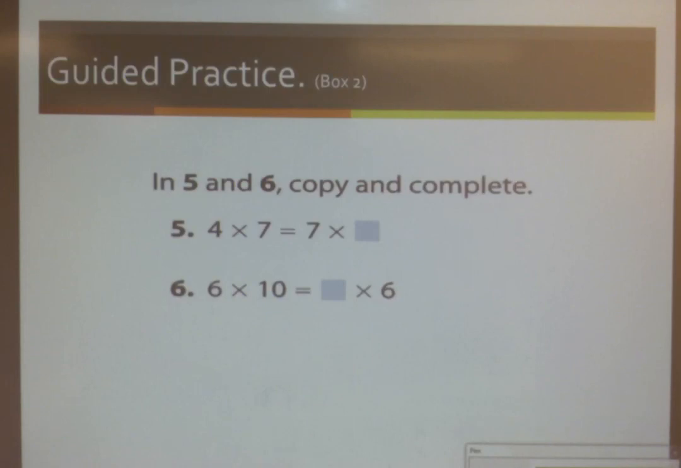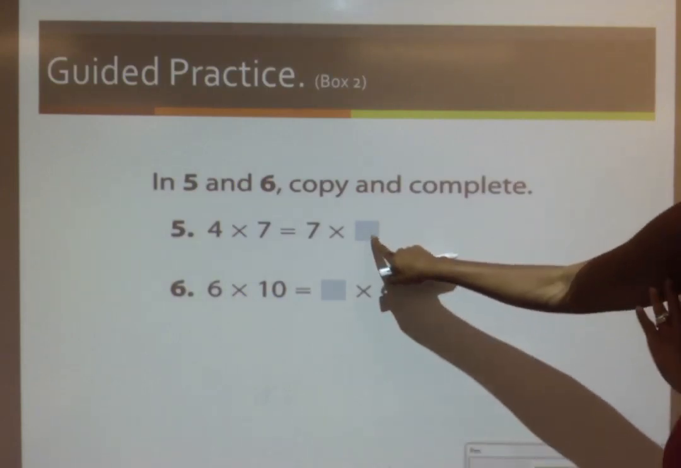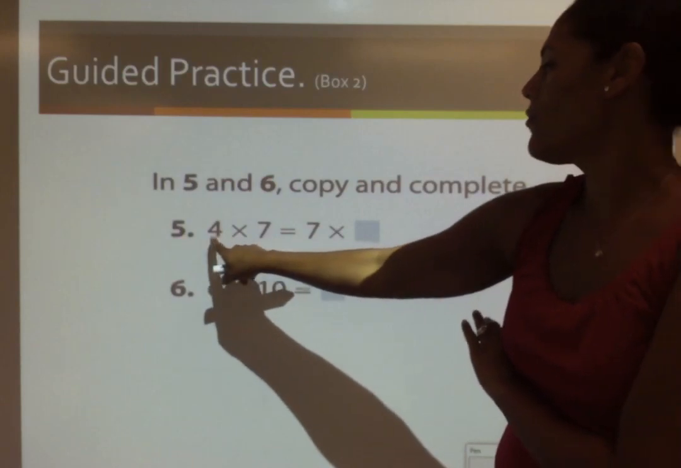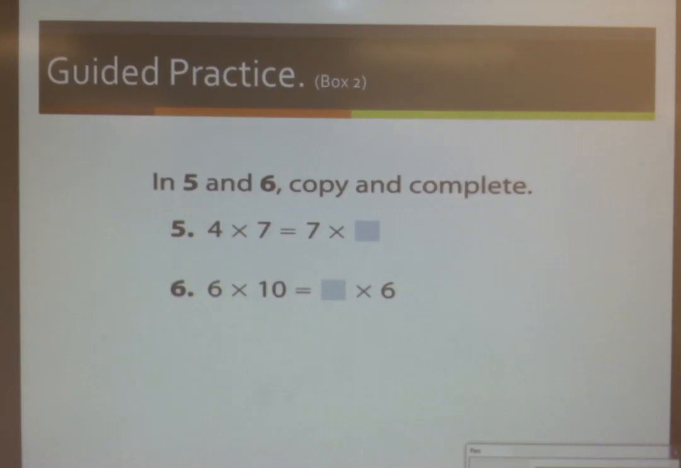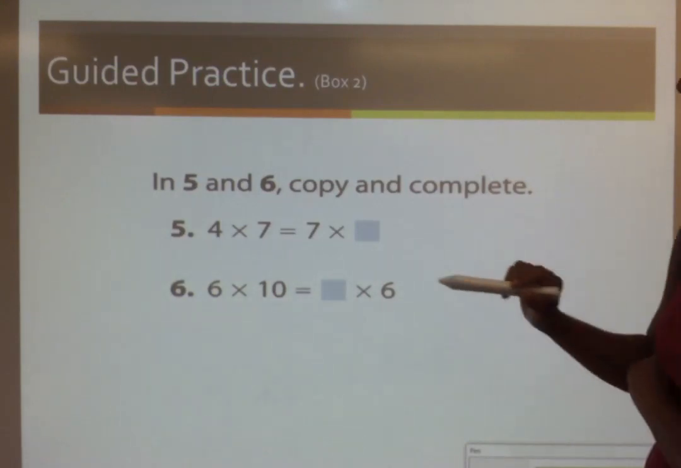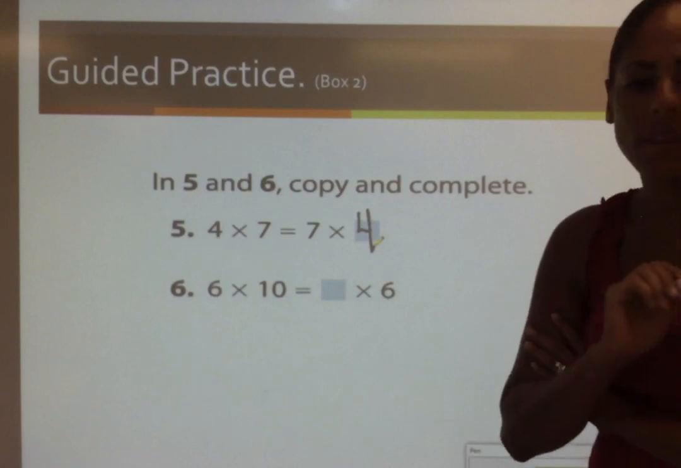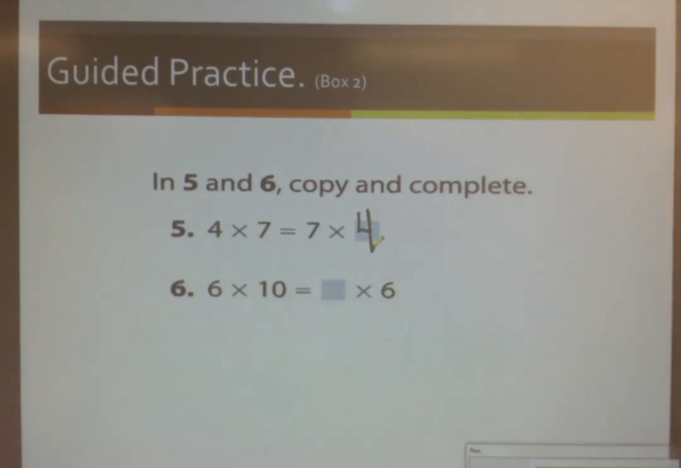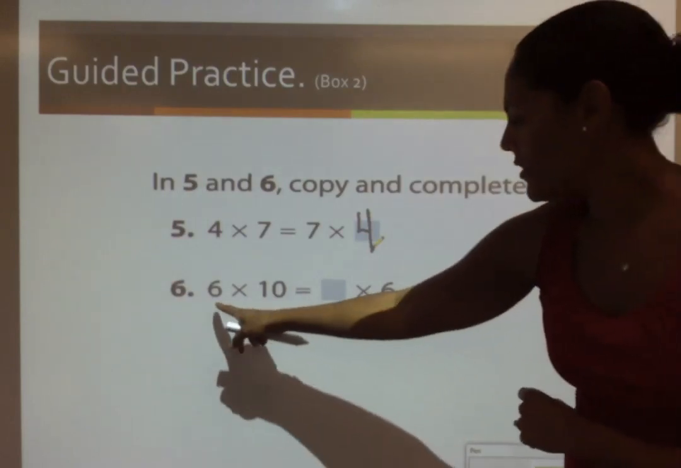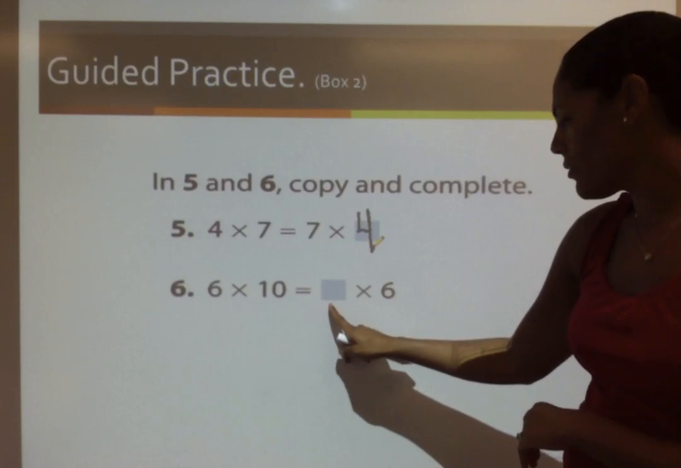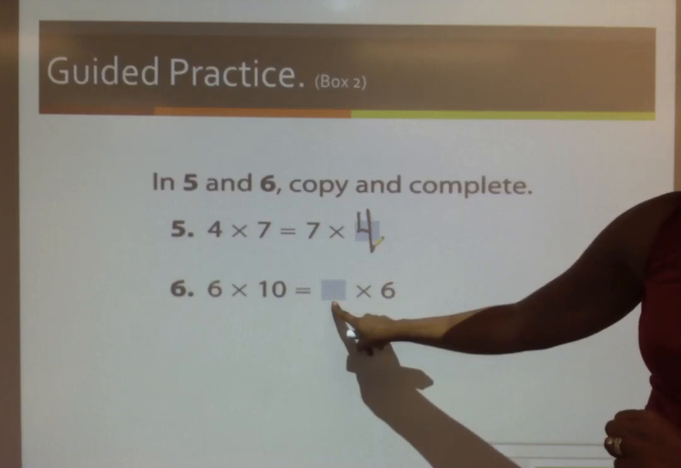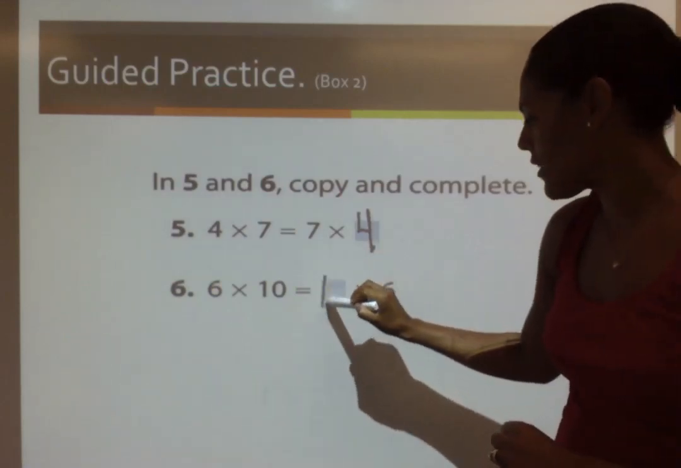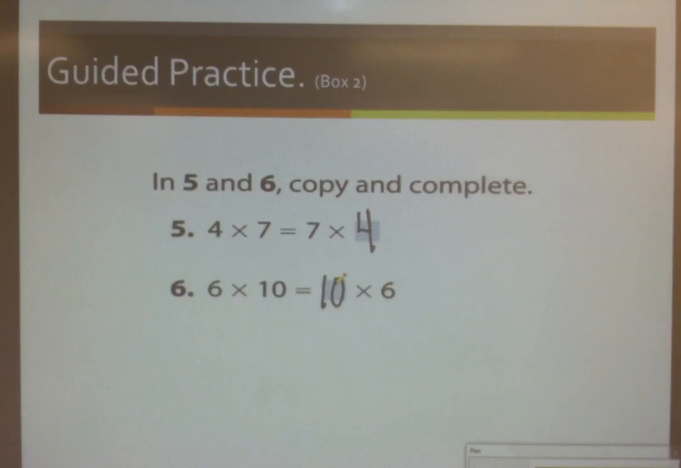So let's look at the following. What would complete this number sentence? 4 times 7 equals 7 times blank. What number do I need to put there to complete this number sentence? 4. That's right, because this is an example of the commutative property. Now let's look at number 6. I have 6 times 10 equals a number times 6. Now what number needs to go in the blank to complete this number sentence? That's right, 10, because this is an example of the commutative property.